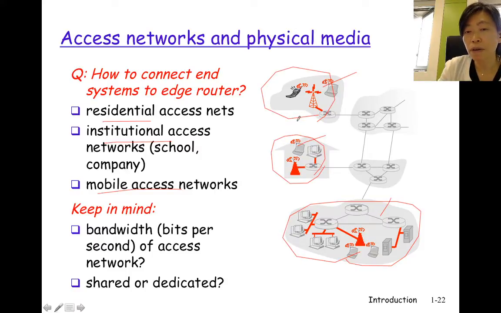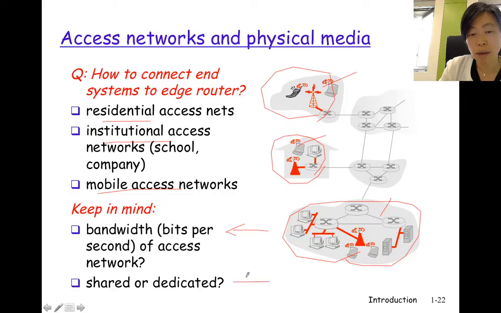But each of these access networks could be using different kinds of access network technologies. So we'll talk more in the next few slides. Now, just keep in mind when we're talking about these access network technologies, pay attention to the bandwidth provided by these technologies. As we go on, as the technology gets improved, usually the bandwidth goes higher.